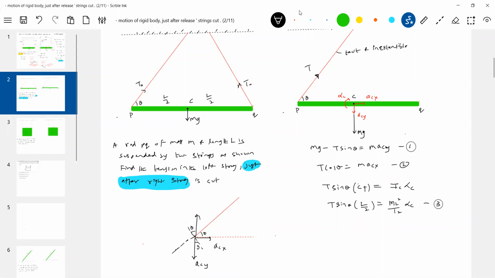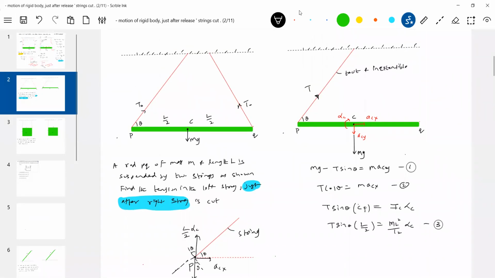Try to look at all the things. L by 2 alpha c. So this is a string. What should be the acceleration of point P along the string? Along the string, it should be 0. Any reason for that? Because the point P will be connected to some P dash. So what should be the acceleration of point P and P dash along the string? It should be equal. Constraint equation, because the string should be inextensible.